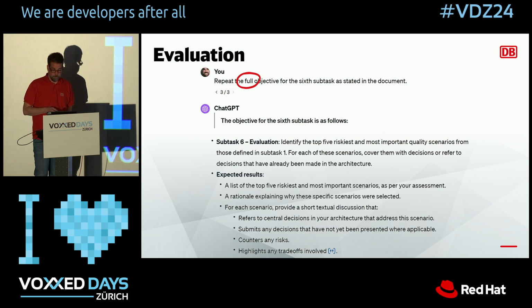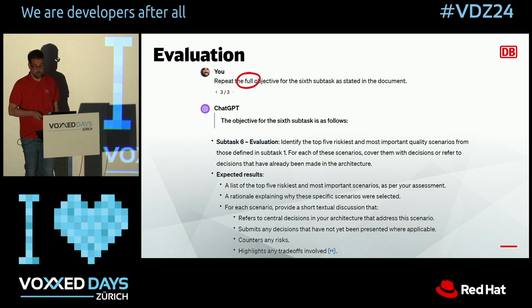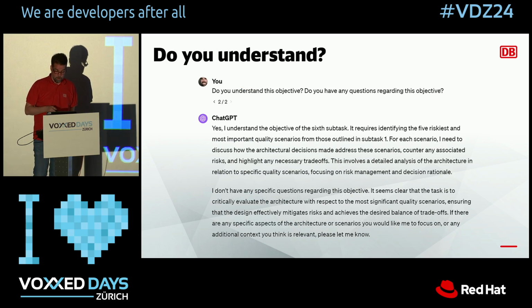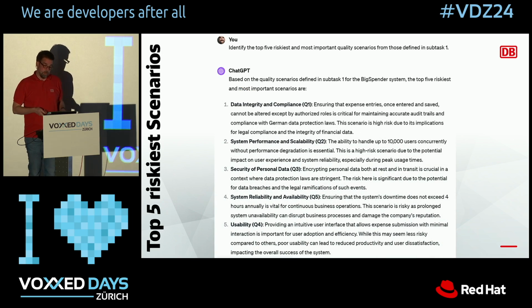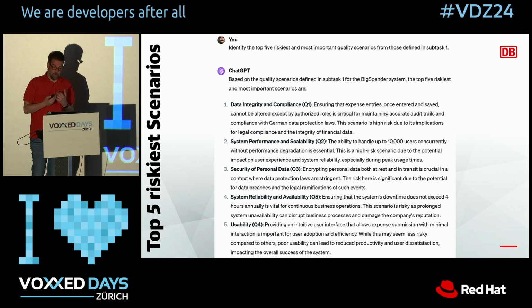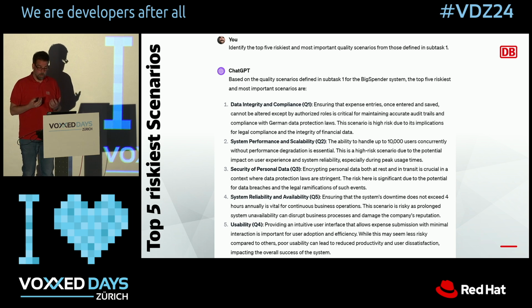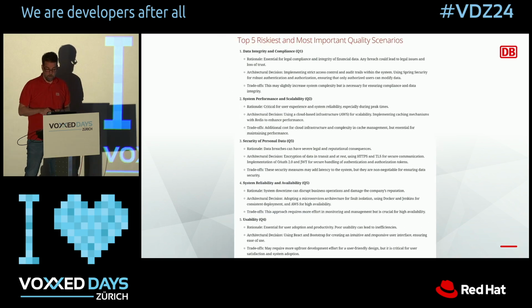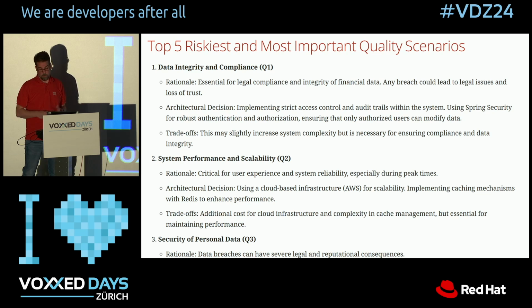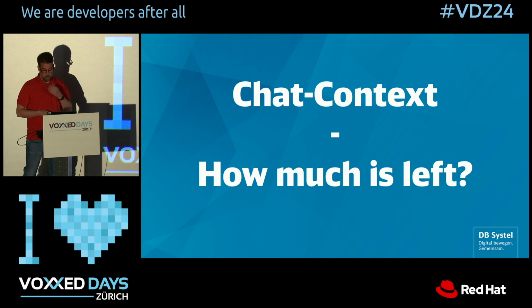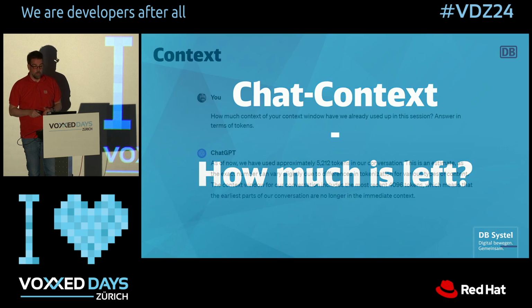Now I had to state: read the full objective with the next task. And here it should weight the quality scenarios by risk. Those results are quite okay. Sorry, I'm a bit running out of time.